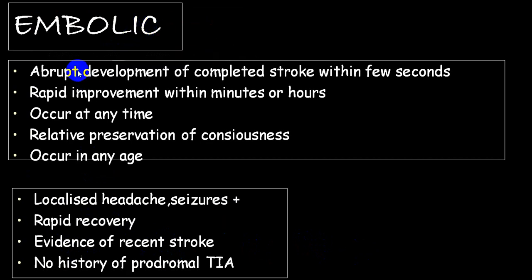While embolic will be abrupt onset, at the onset only, the person will have a complete stroke within few seconds to minutes, with rapid improvement within minutes or hours. It will occur at any time, very frequently during activity. There is relative preservation of consciousness because usually there is a small area of involvement. It can occur at any age because there are a lot of causes of embolic stroke, even in a younger individual. May develop seizures. There is a rapid recovery. May have a localized headache. There may be evidence of recent strokes. There will be no history of prodromal TIA.